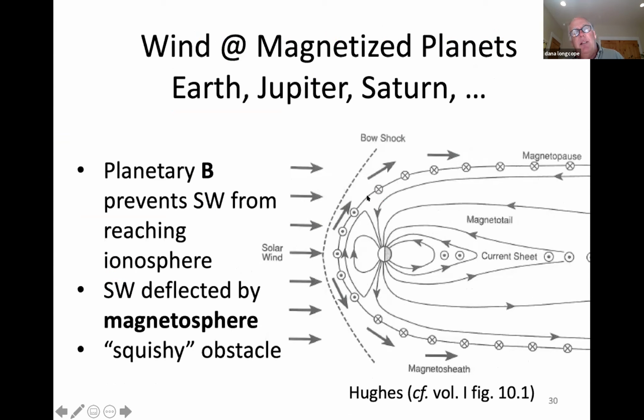But the next thing to think about is the solar wind. The obstacle here is actually not a solid body like an Apollo space capsule or an unmagnetized planet like Venus. It's actually a magnetic field. So it's kind of squishy. And the solar wind is going to squish it. However, by the time this happens, it seems to have reached an equilibrium, and that's known as the standoff distance.